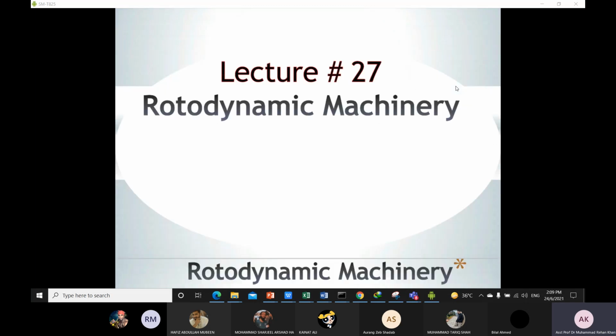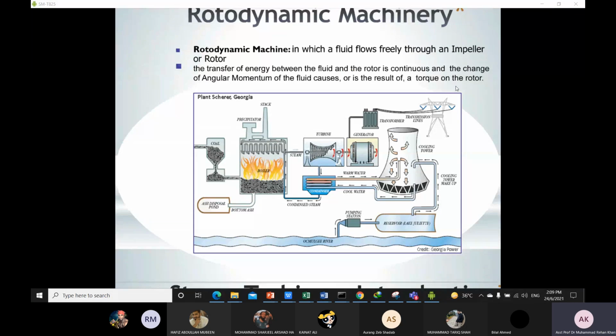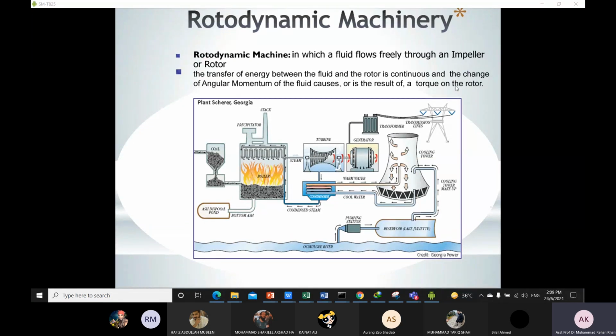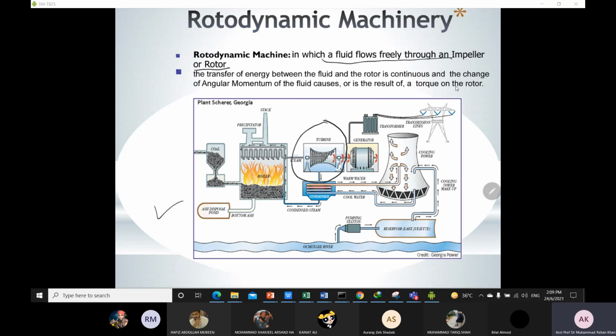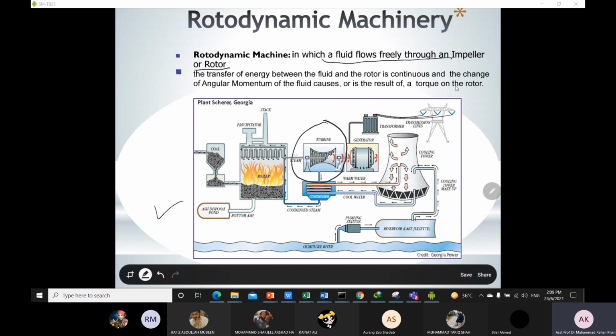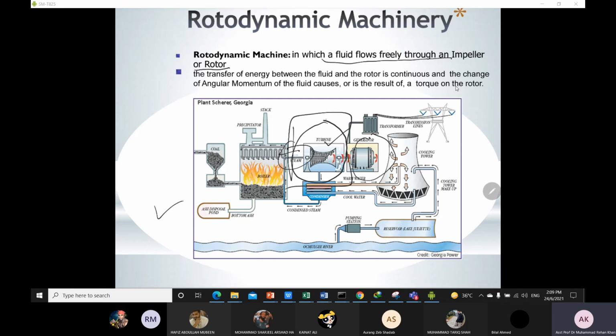Okay, so we will discuss it, and this is just a definition of a dynamic machine in which fluid flows freely through an impeller or a rotor. Here there is a picture of the gas power plant. If you can see over there, there is a turbine. This turbine is basically the rotodynamic machine, and the rotary motion that is generated due to the impact of the steam is sent to the generator section. So this portion is basically the rotodynamic machine.